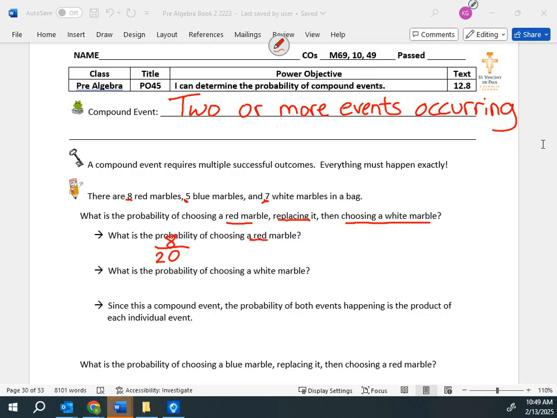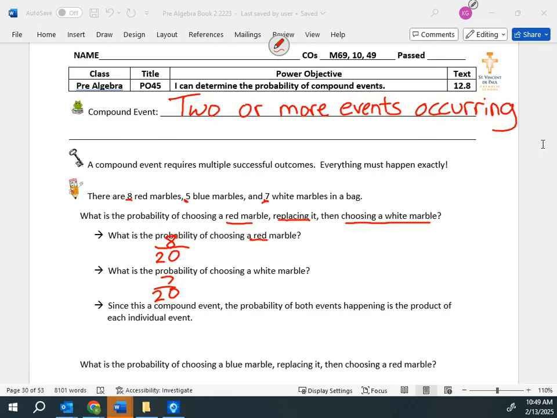Now, it says, what is the probability of choosing the white marble? Hadley? 7 out of 20. Now, we know our final answers we need to simplify down. We don't need to waste time simplifying down in the beginning, right? We just need to make sure our final answer is in the simplest form.